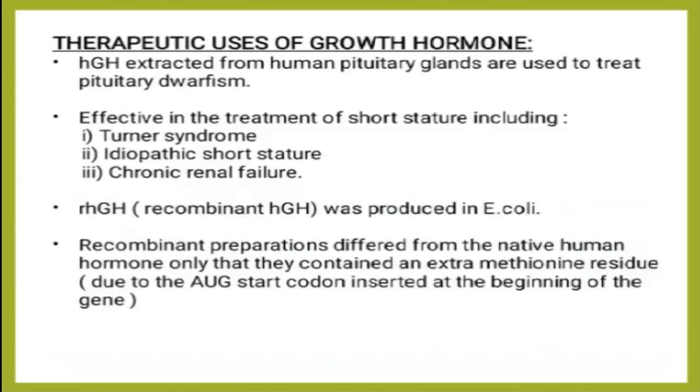Therapeutic use of growth hormone. Human growth hormone extracted from human pituitary glands is used to treat pituitary dwarfism. It is effective in the treatment of short stature, including Turner syndrome, idiopathic short stature, and chronic renal failure. The recombinant growth hormone was produced in E. coli. This recombinant preparation differs from the native human hormone only in that it contains an extra methionine residue at the beginning of the gene.